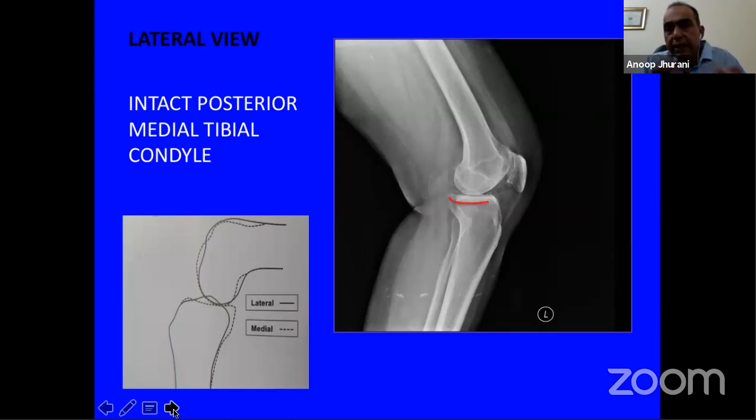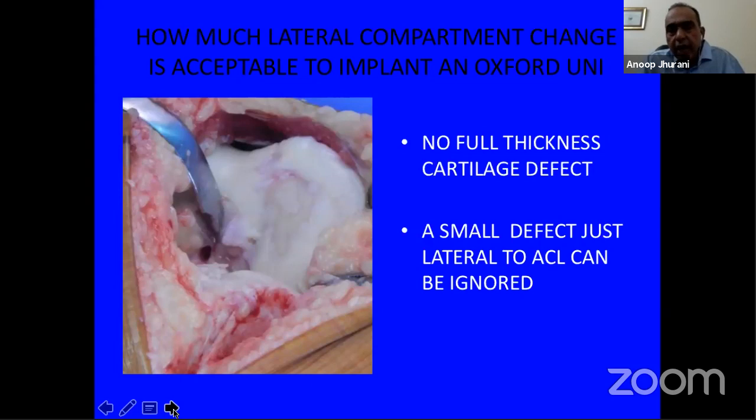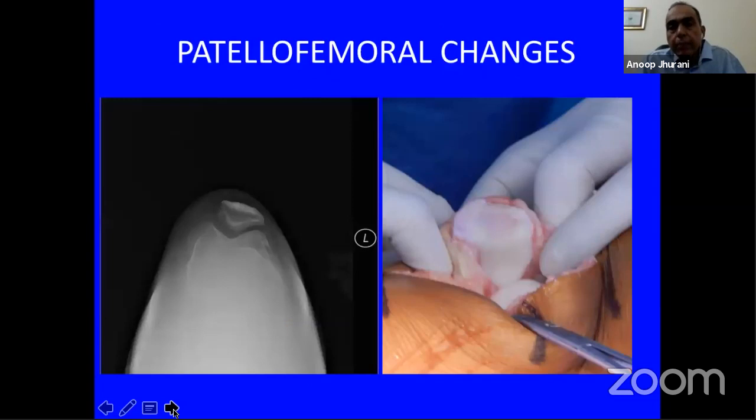If the medial tibial condyle concavity is intact, that means ACL is intact. If ACL is not intact, then you will have a posterior translation and the medial tibial condyle will flatten out, and that is a contraindication. So this is the way a classical MCOA knee will look like. The lateral compartment will be intact. There'll be full thickness cartilage loss on the medial side. The patella will be intact on the lateral side.